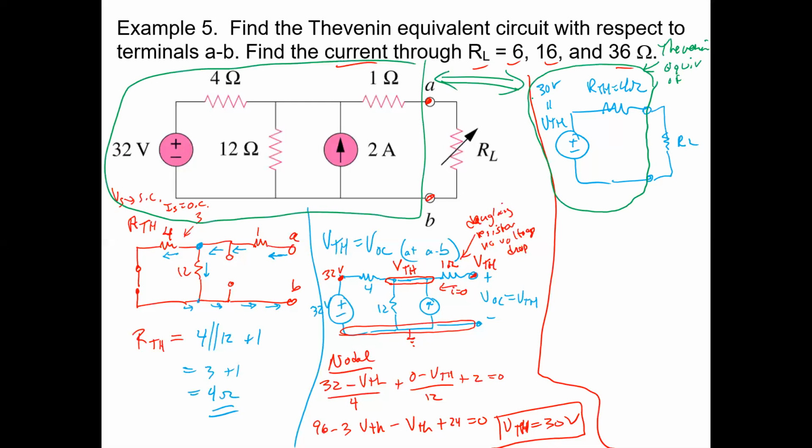It's an equivalent circuit that has the same effect on the load as the original circuit. It's everything to the left of AB. It's a Thevenin equivalent of everything to the left of AB.